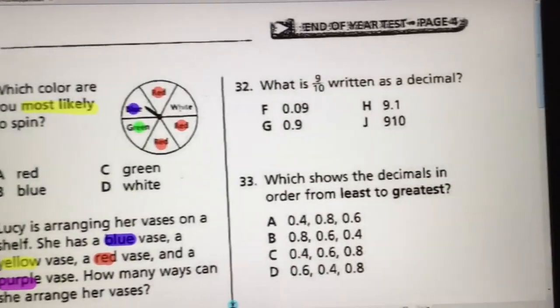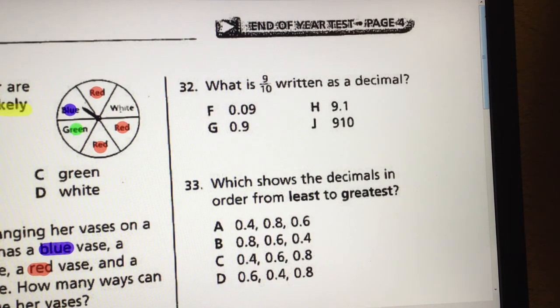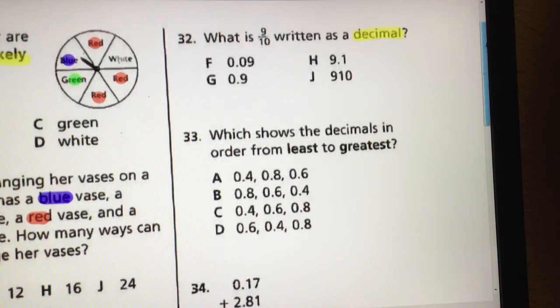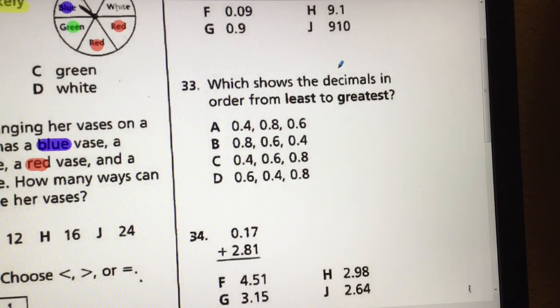Okay, number 32. What is 9/10 written as a decimal? Okay, how would you write this as a decimal? We didn't really talk about this, guys, so that's okay. It's just telling us what you know or don't know. Try your best. And then number 33 says, which shows the decimals in order from least to greatest? So which is the smallest going to the biggest?